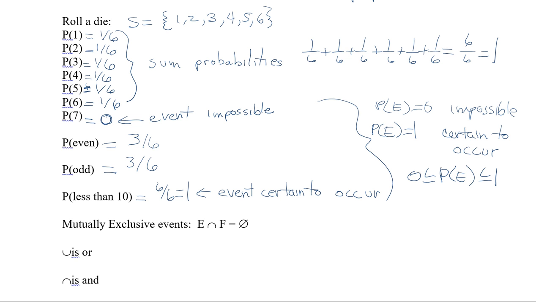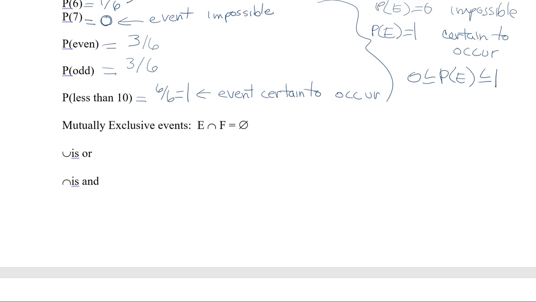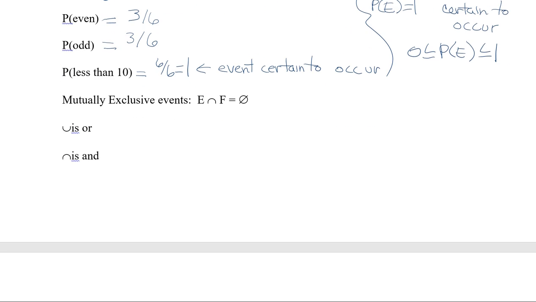Now, the next definition that we have is for mutually exclusive events. Technical definition: 2 events are mutually exclusive if their intersection is the empty set, or they have no outcomes in common.